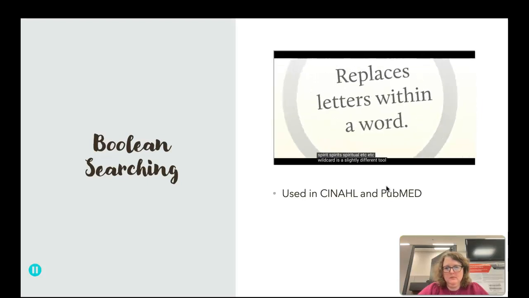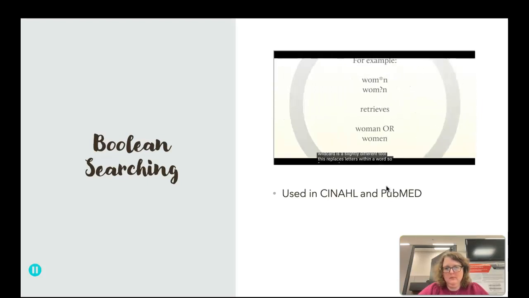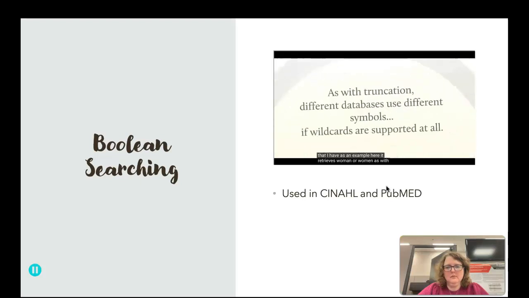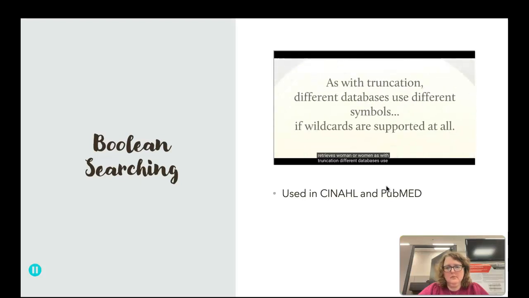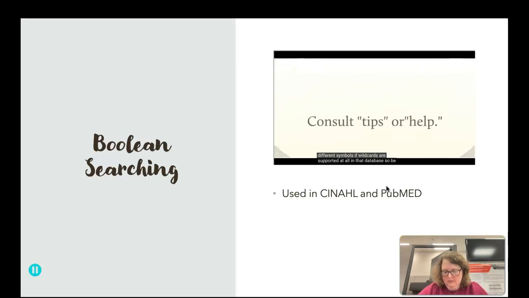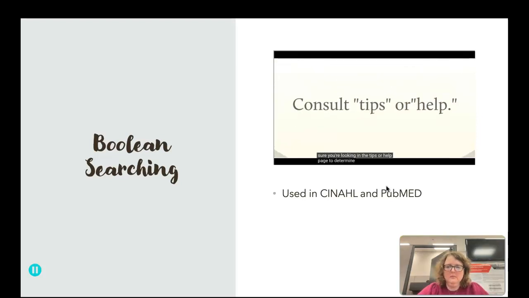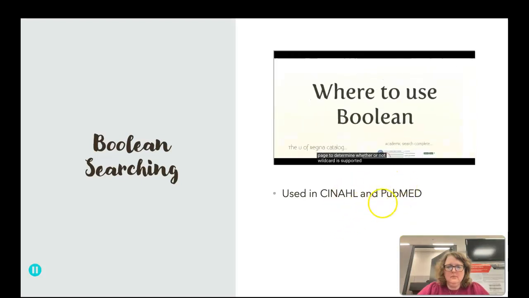Wildcard is a slightly different tool. This replaces letters within a word. So for example, if you enter in the term that I have as an example here, it retrieves woman or women. As with truncation, different databases use different symbols if wildcards are supported at all in that database. So be sure you're looking in the tips or help page to determine whether or not wildcard is supported.